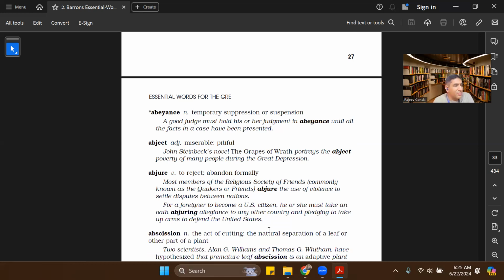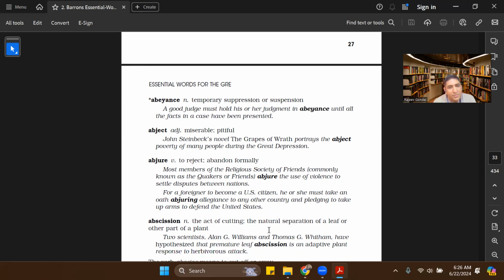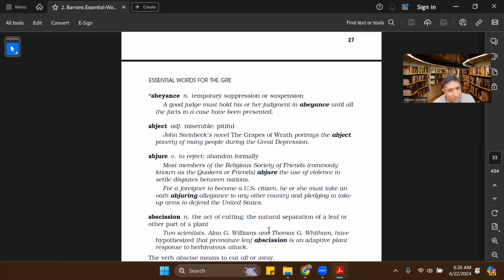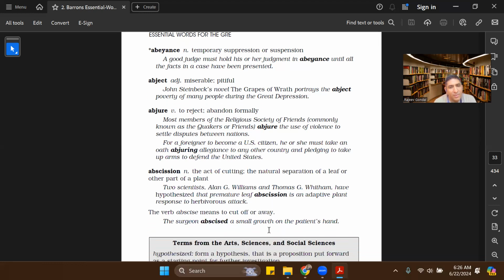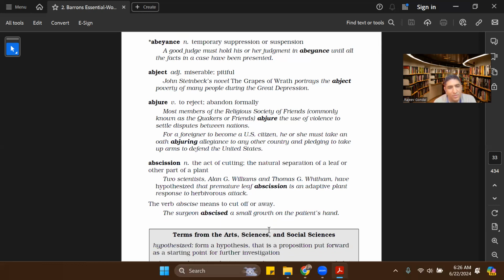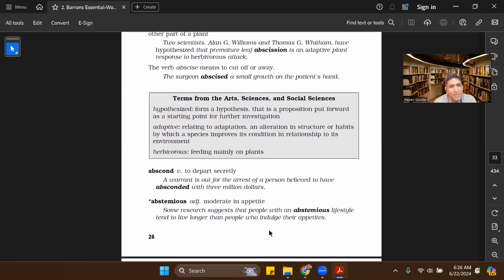Abscission is to cut something. Have you heard of this word abscess or abscission? No. Natural separation. So abscission means to cut something into two parts. Like, during surgery, you use abscission to treat the patient. Two scientists have hypothesized that premature leaf abscission is an adaptive plant response to herbivore attack. So abscission is to cut. The surgeon abscised a small growth on the patient's hand. Abscise means cut. So this is a medical term.